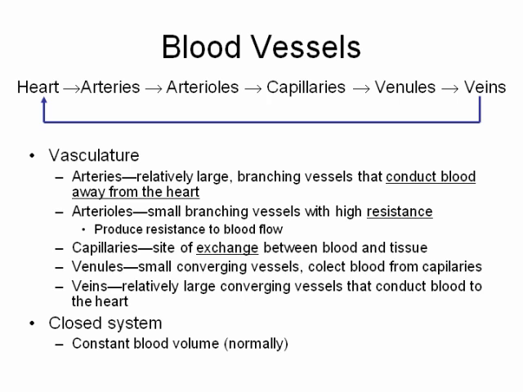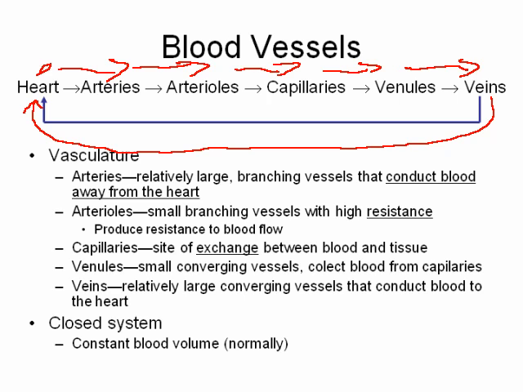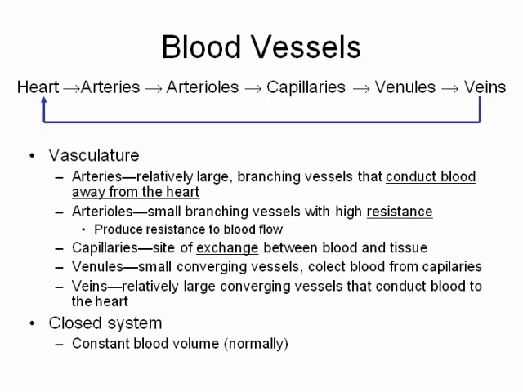Let's take a look at the blood vessels. First of all, of course, we have the heart, giving rise to arteries, giving rise to arterioles, which give rise to capillaries. The blood in the capillaries then drains into the venules, which then drain into the veins, and of course the veins then return the blood to the heart. So there is a circuit of blood flow.